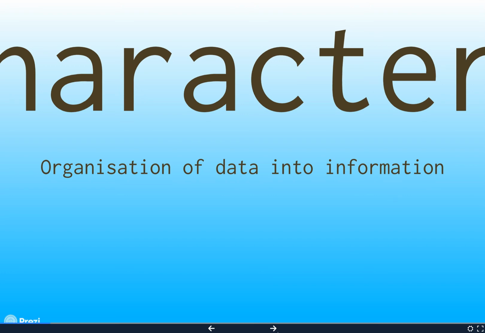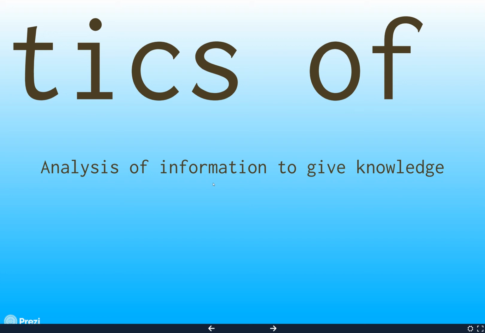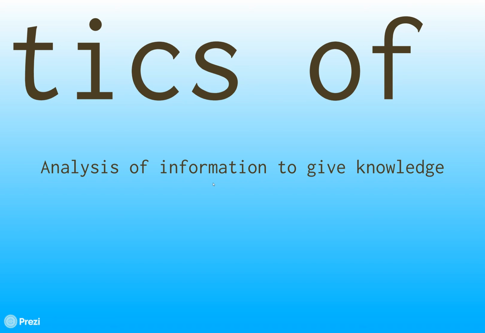The other characteristic of an information system is that they allow us to analyze the information to give us some knowledge. So once we put all the data in, we can then analyze that information and get some knowledge out of it. That's pretty straightforward as far as looking at the information and finding out trends, for example, and all sorts of things like that.